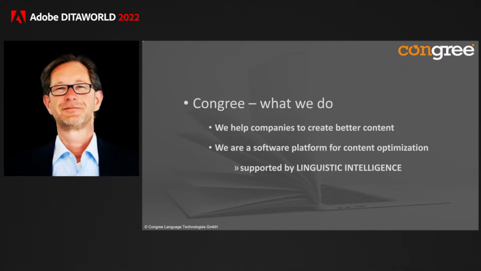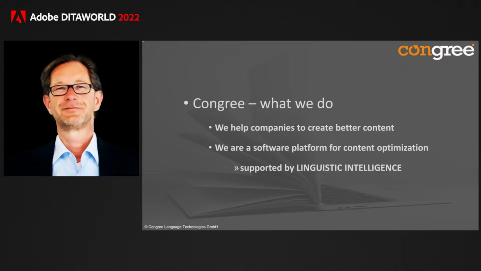When we are asked to describe what we do with Congree, the best way to describe it is to say we help companies to create better content. And how do we do that? We do that with our software platform, the Congree Authoring Server. With that, we provide feedback to content creators about content quality, where they write content, for instance, in editing environments like Adobe FrameMaker, Adobe InDesign, or in Adobe AEM.